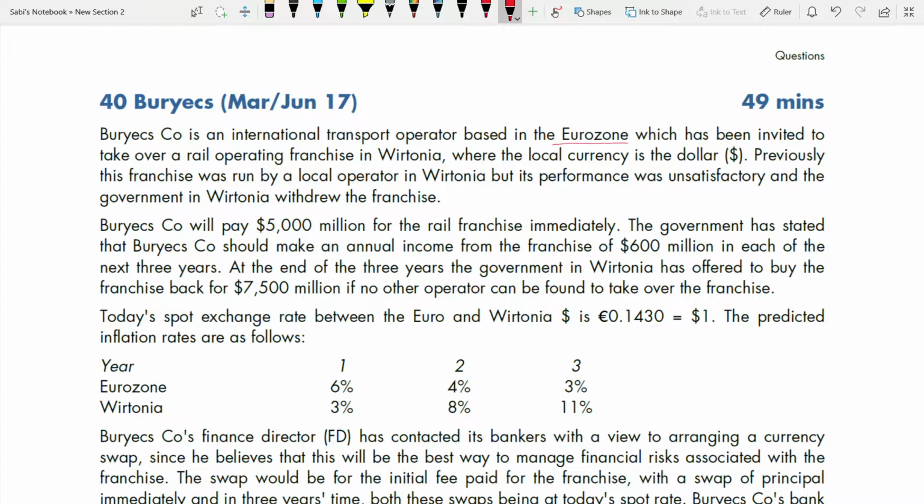Previously, this franchise was run by a local operator in Vertonia, but its performance was unsatisfactory and the government in Vertonia withdrew the franchise. Okay, Buryecs company will pay $5,000 million for the rail franchise immediately. That means since they are taking over it, they are paying $5,000 million immediately. The government has stated that the Buryecs company should make an annual income from the franchise of $600 million in each of the next 3 years. Annual income for 3 years. So this is a 3-year project, right?